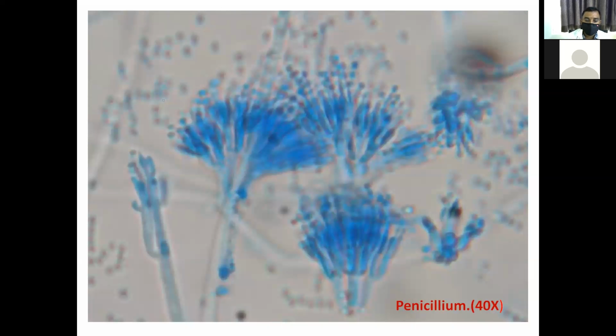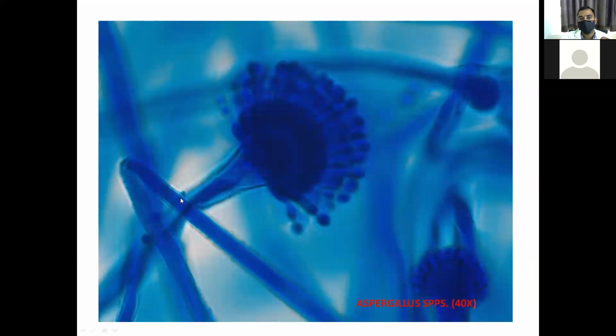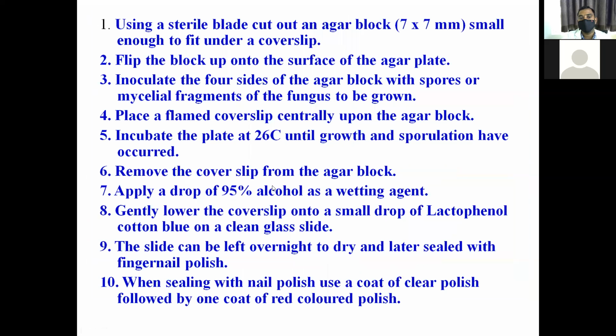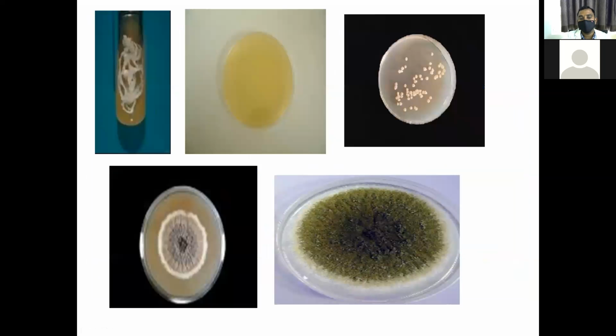How will you observe if you are taking from the SDA block? The mycelia which adhere to the glass surface usually show characteristic microscopical features, such as the relationship between reproductive structures like conidia, conidiophore, and hyphae. Once you prepare that, you see this. In your record book, the slide culture technique is there, and you have to write this.